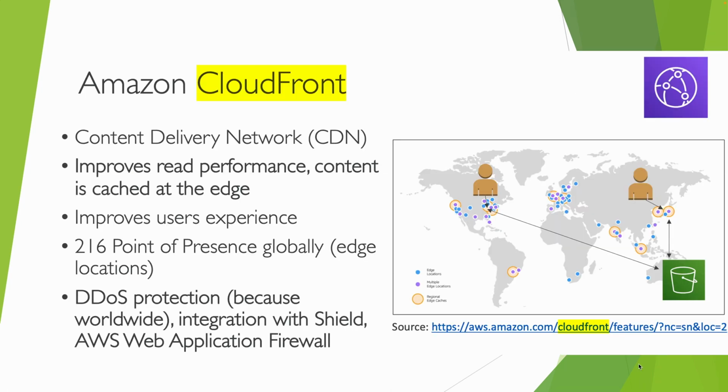Amazon CloudFront is a CDN, which is called a content delivery network. The name itself says it delivers the content through the network. So that's how we deliver the content in CloudFront. It improves the read performance. Content is cached at the edges.